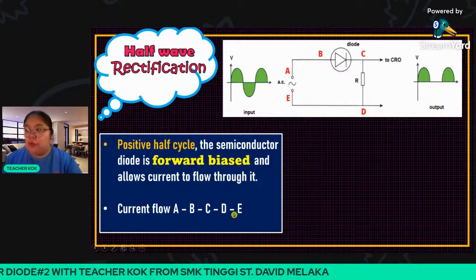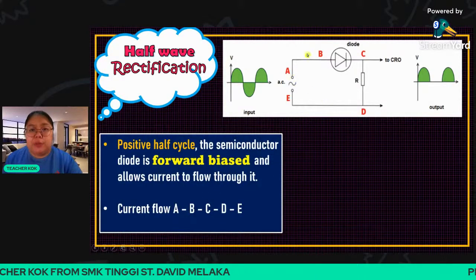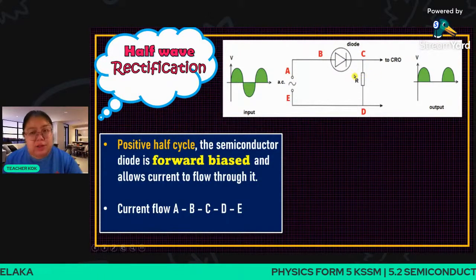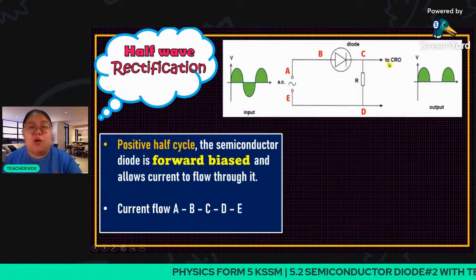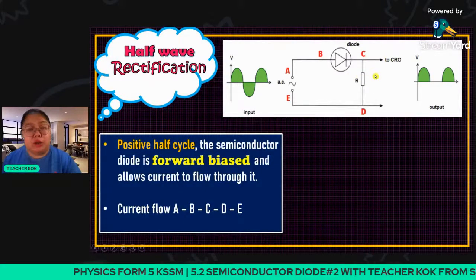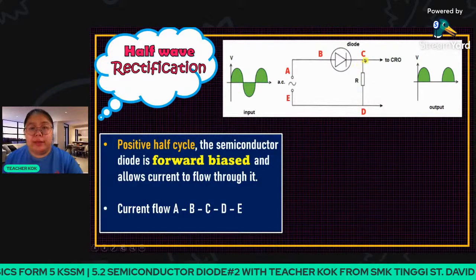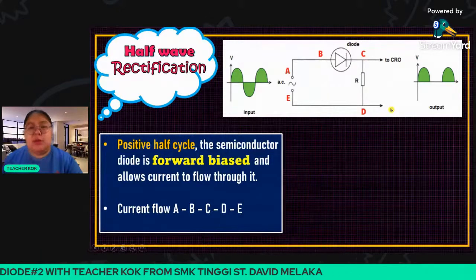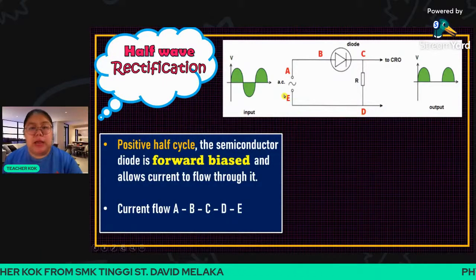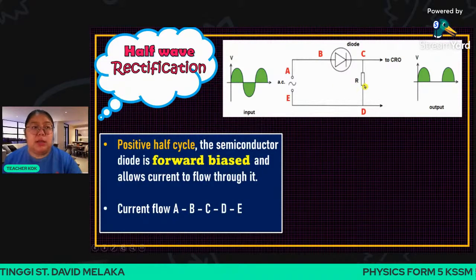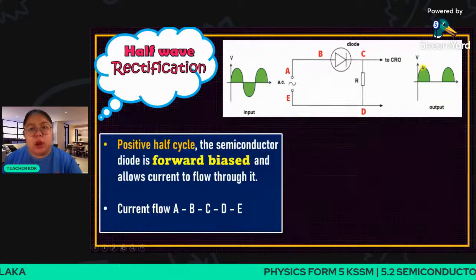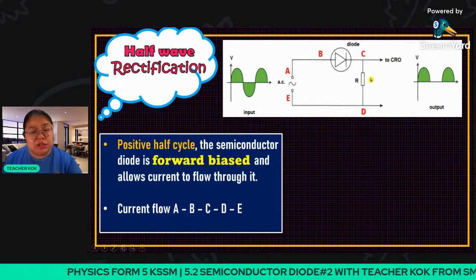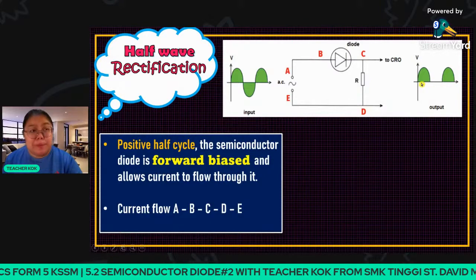So how does the current flow? It goes from A to B to C, then goes to the R. R is a resistor. This R must be joined with the CRO because we want to see the result. Now the movement is from C to D, going downwards. Then from D, it goes to E. This we call a complete circuit. When the circuit is complete, it produces one cycle. We follow the R: the direction is going down, so we assume going down is positive.